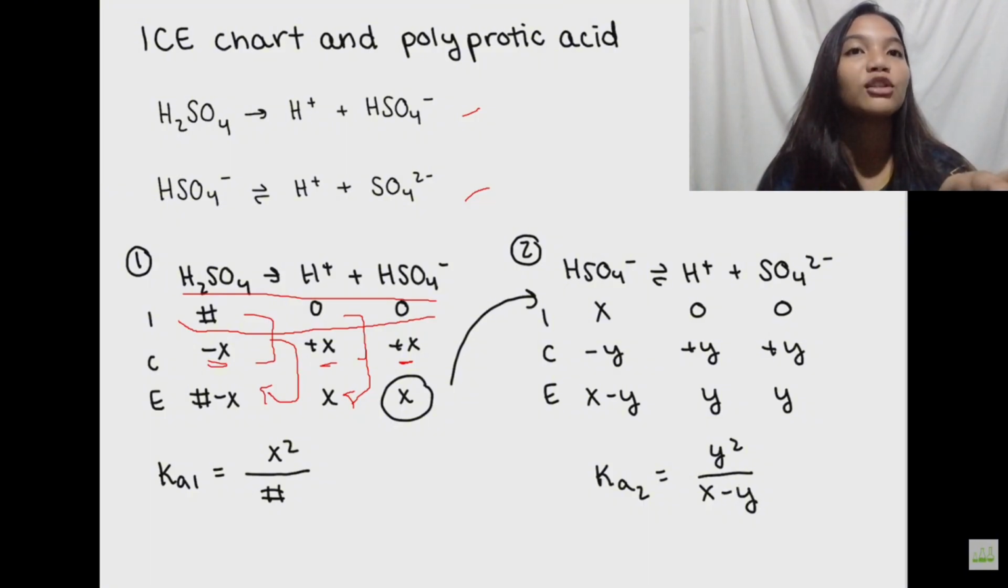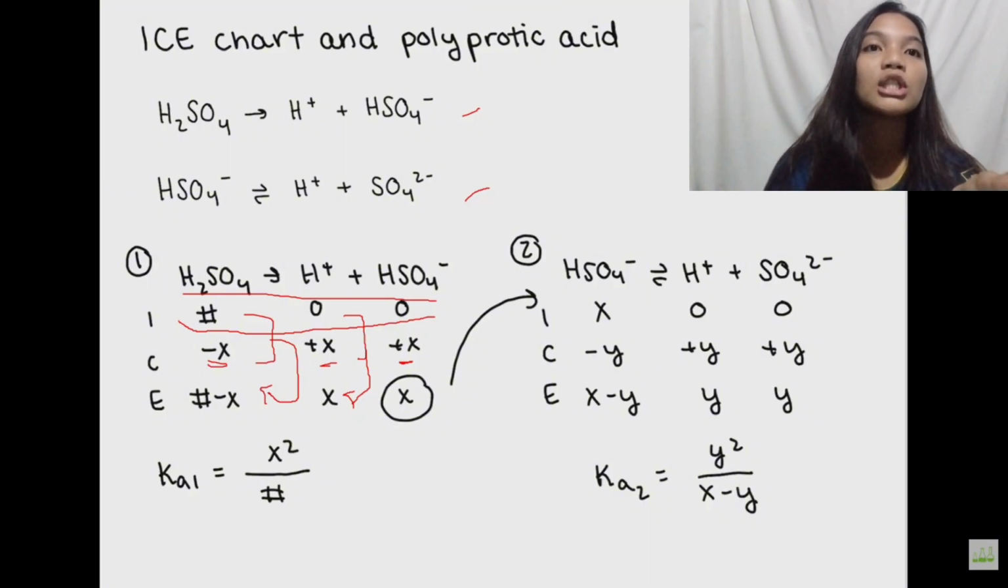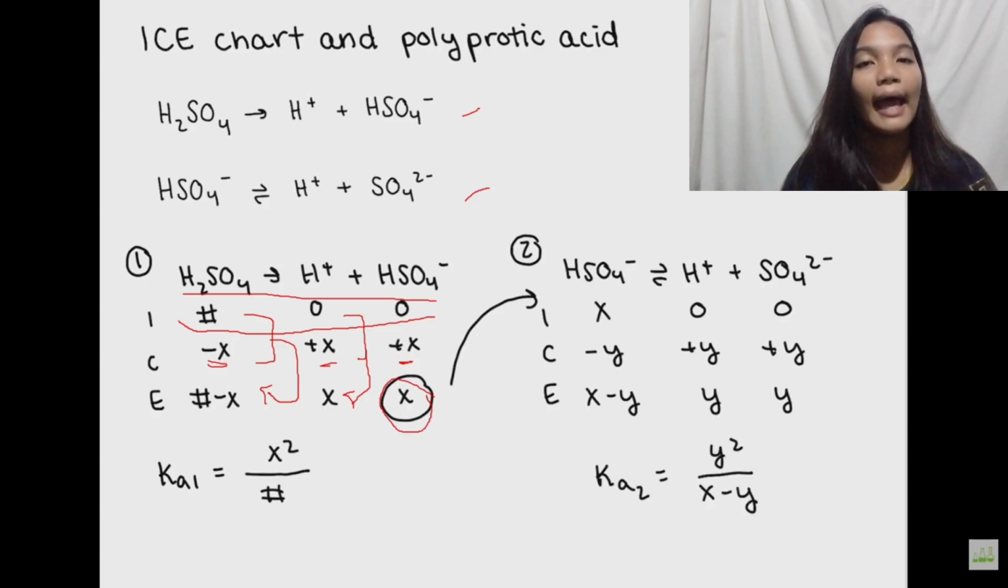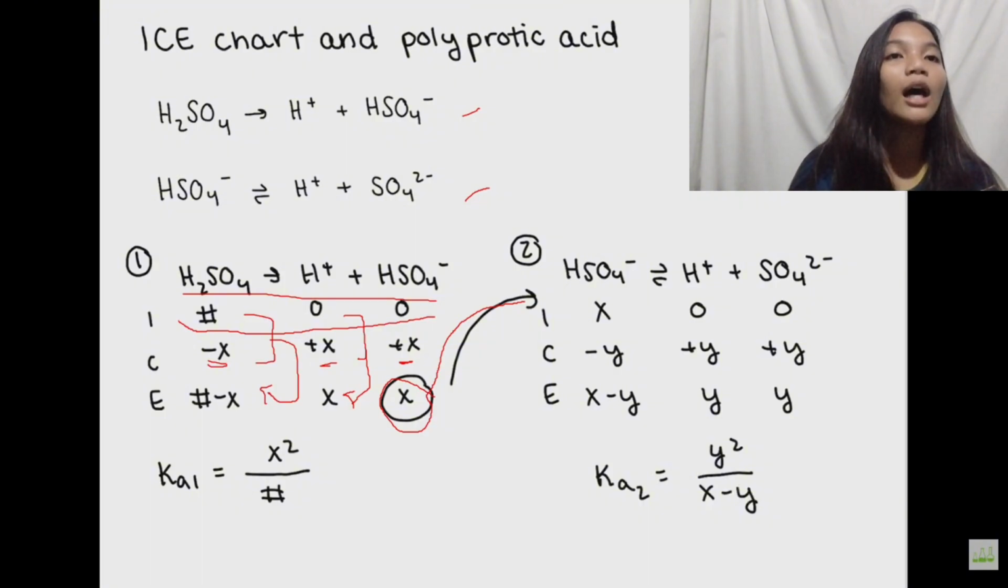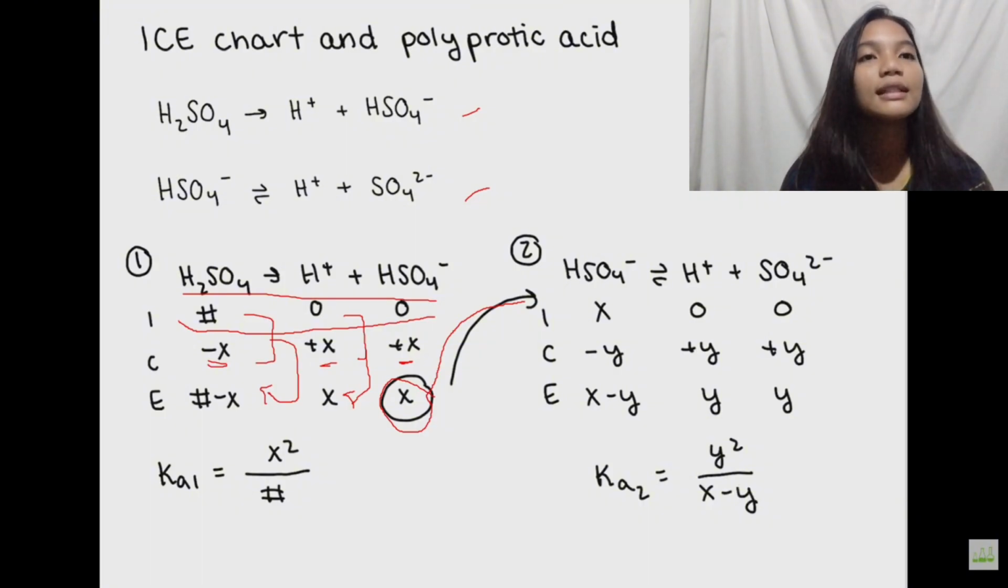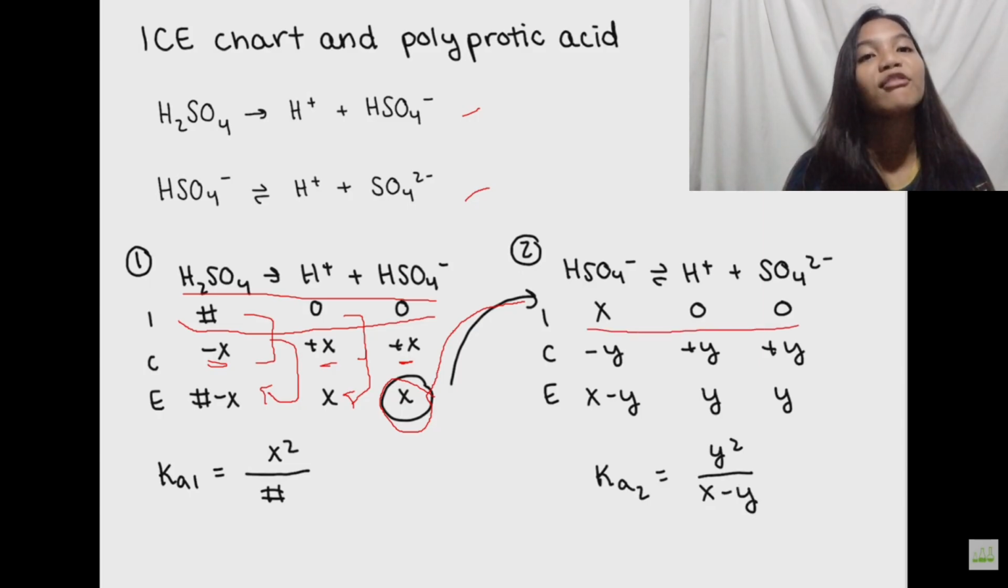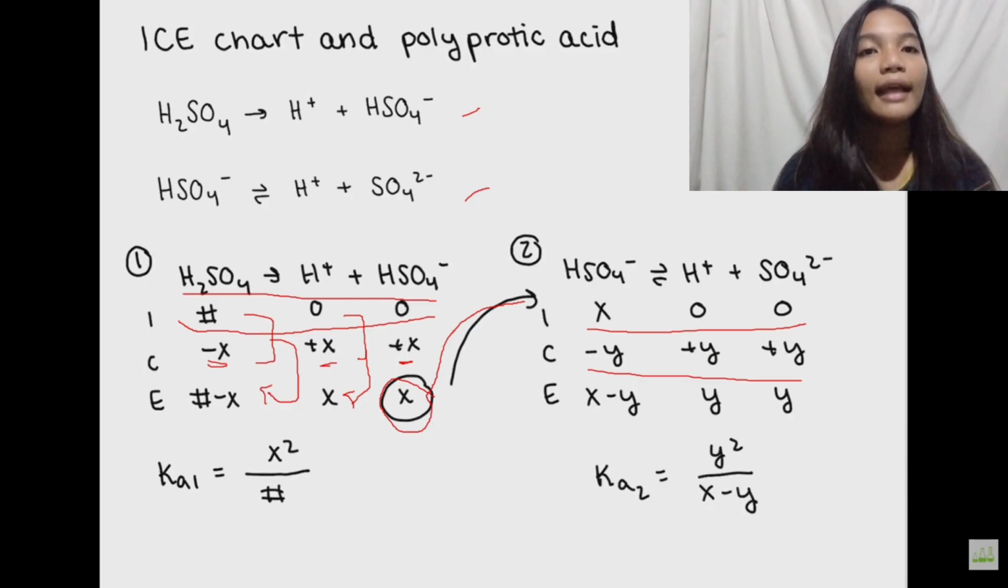Now we bring it to the next table for the HSO4-. For its initial, we will use X. For the products, they will still be 0. For the C, we will use another variable, since we used X for the first table, so we will use Y for the second table. Still X, then negative Y, plus Y, plus Y. We combine X minus Y in the end. 0 plus Y equals Y. 0 plus Y equals Y.